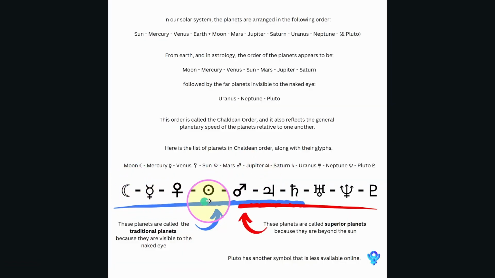These guys are personal planets. The first 5 are the personal planets. Okay, so the first 3 are the inner planets. The first 7 are the traditional planets. The last 7 are the superior planets. Okay?